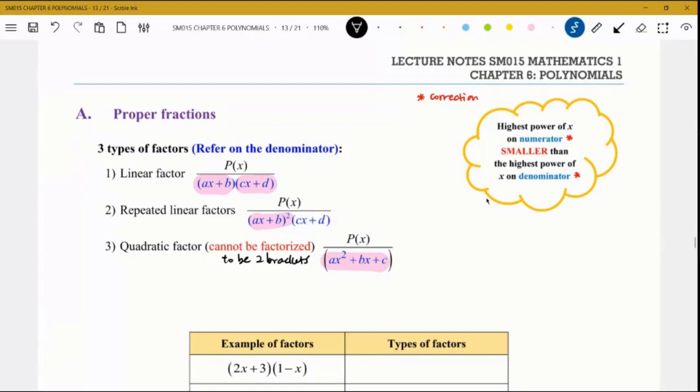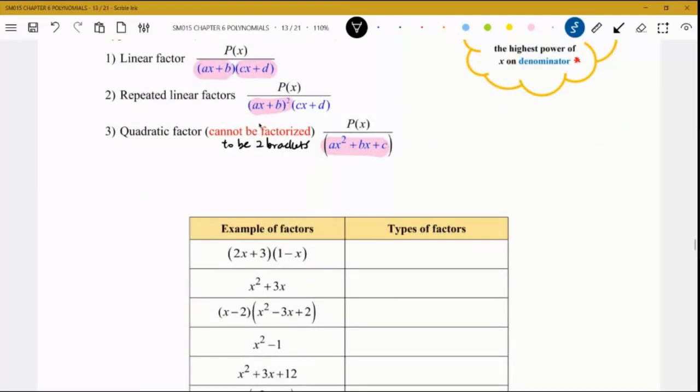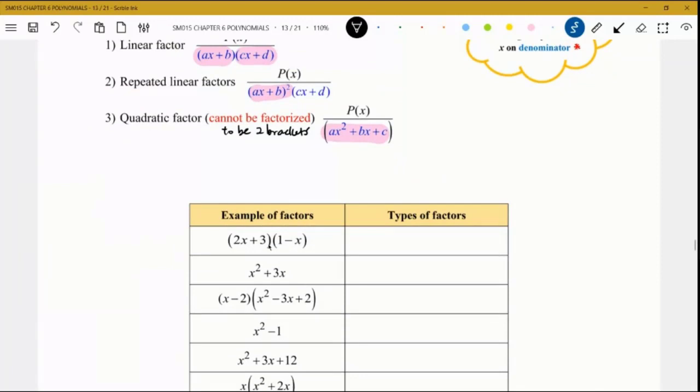Okay, so we identify first types of factors. So ini saya fokus untuk pada bahagian bawah saja, factors tu pada bahagian bawah. So we have it, the first example, 2x plus 3, 1 minus x. So obviously we know that this one is a linear factors, 2 different linear factors. And then x square plus 3x, ini kita boleh factorize. Di mana kita akan dapat x plus 3. So dia akan jatuh pada linear factor. 2 different linear.